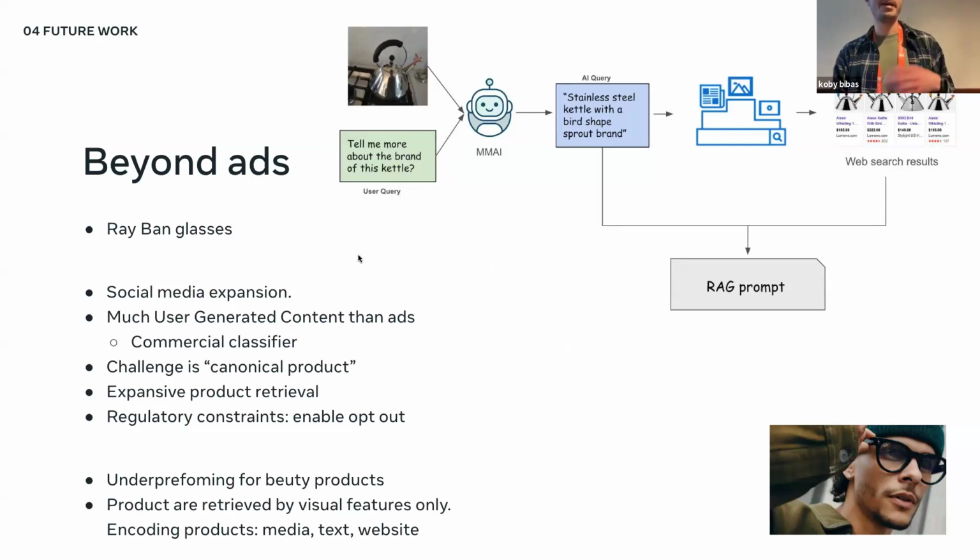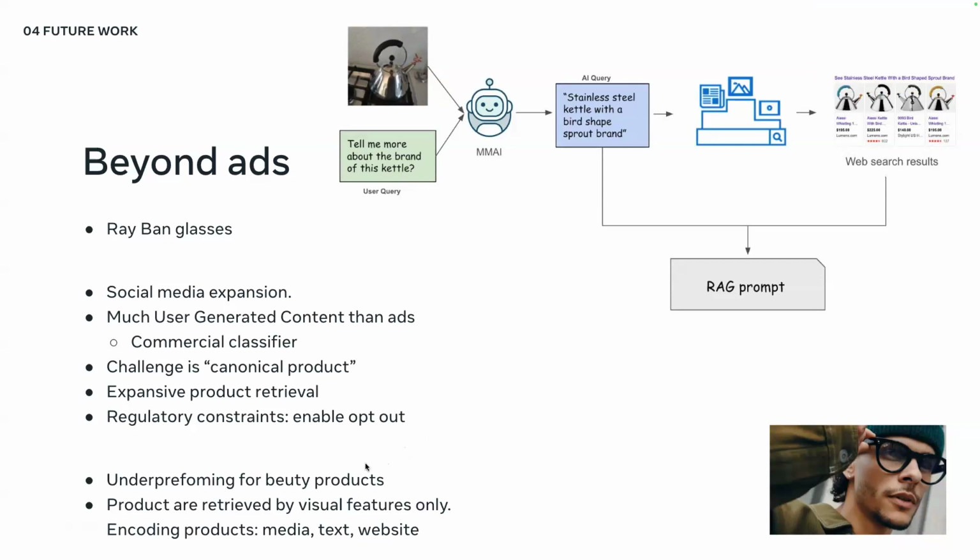We are also looking to expand the product recognition to social media, social content. The problem is that user-generated content is at much larger scale than ads. So we think about applying a lightweight commercial classifier to understand whether we should run the product recognition. And there is a challenge with canonical product, let's say the Nike shoes versus a different brand of shoes. And the product retrieval becomes much more expensive since we search in the entire vector index and not just in the advertiser catalog. And there are regulatory concerns where we should enable opt-out of users that don't want to be part of it.